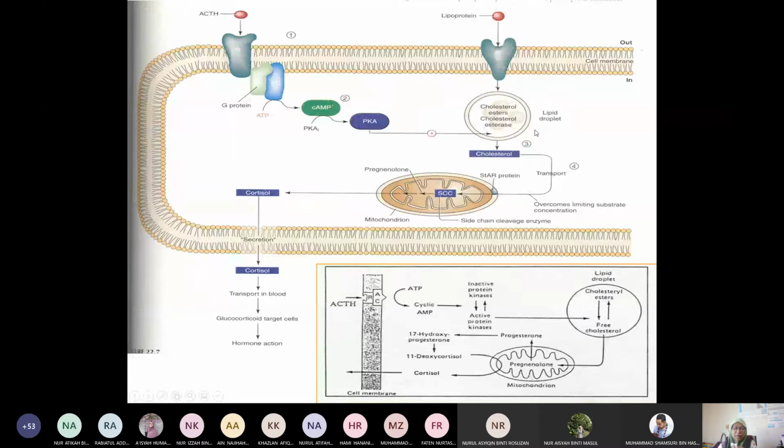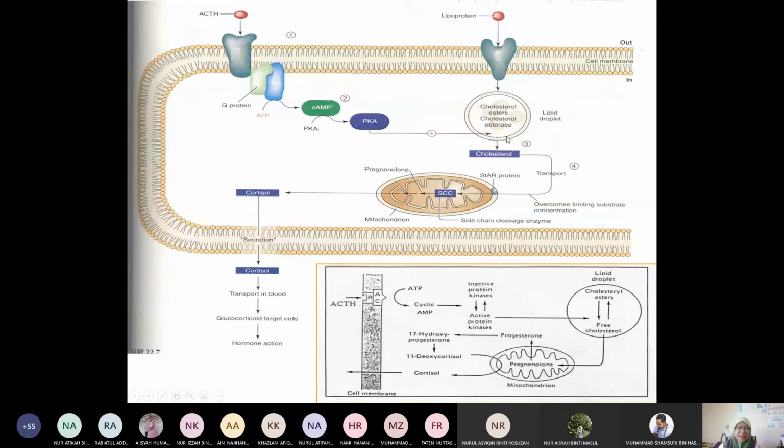Protein kinase A activates the esterase enzyme. Before the hormonal cascade happens, the lipoprotein is carried and taken up by the adrenal cortical tissues through a receptor-mediated endocytosis reaction. Once lipoproteins enter the cells, they are degraded by the lysosome, especially the cholesterol ester part. The cholesterol ester is degraded by the esterase enzyme.